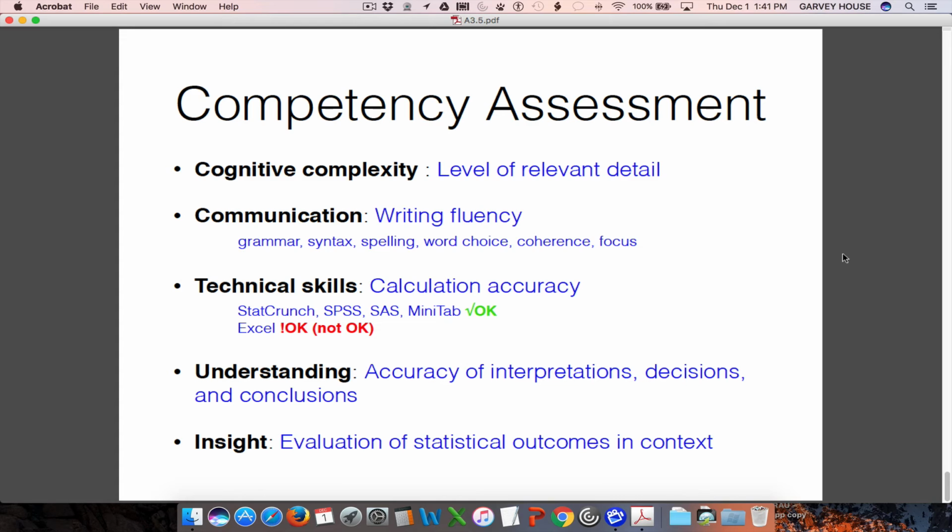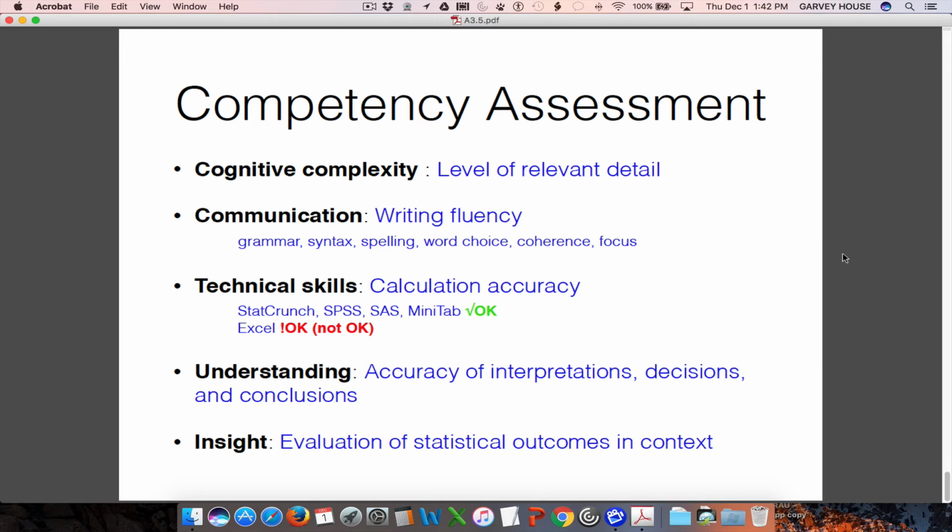So I'm looking at the level of relevant detail, because if you are not discussing this, I do not have a way to gauge how much you know. So if your responses are relatively brief, you're going to get a lower score than if your responses were more significantly or sufficiently fleshed out. I want you to discuss these things.